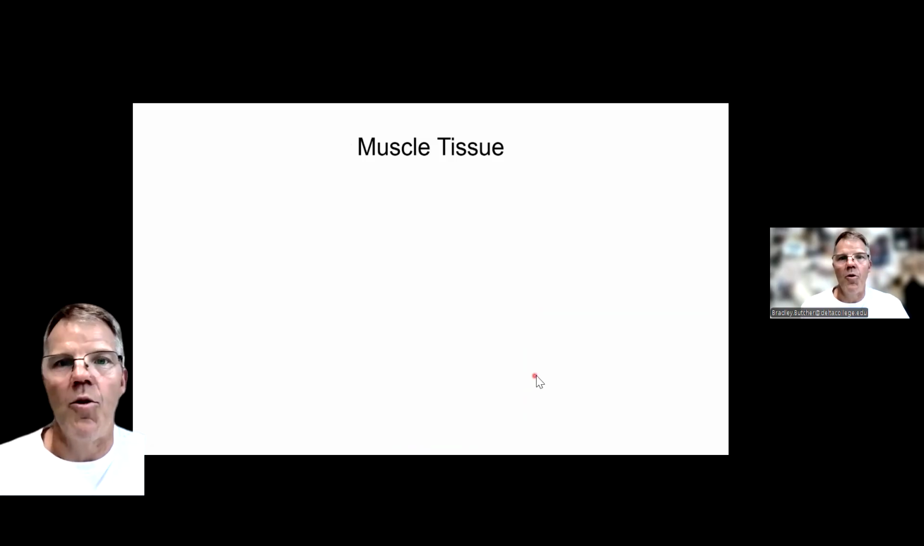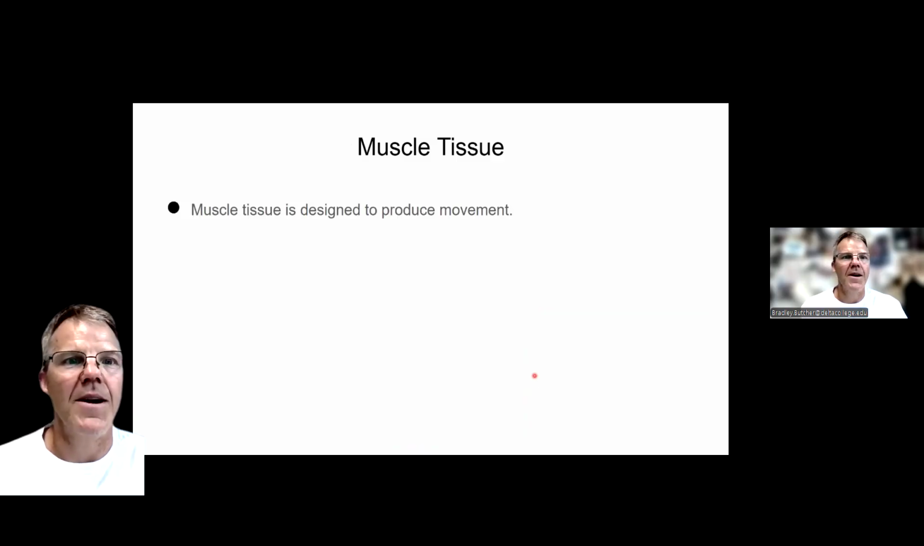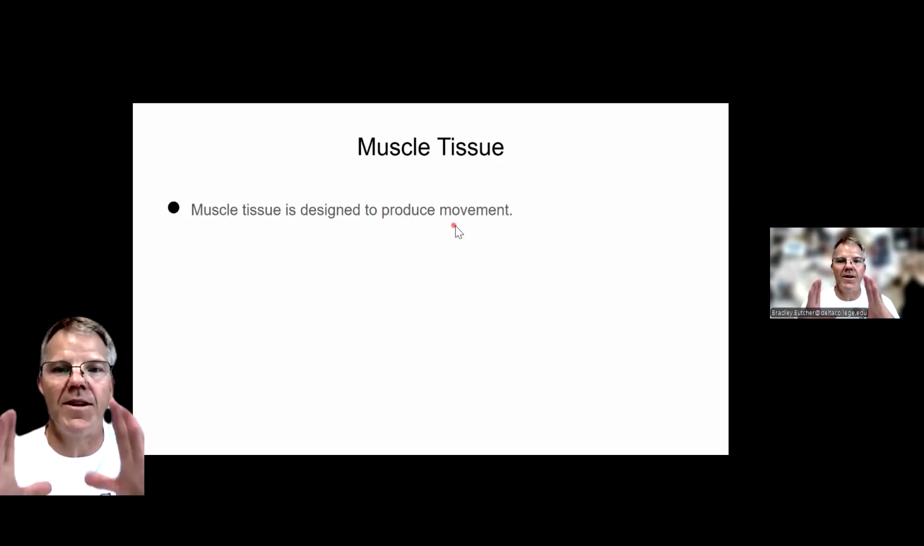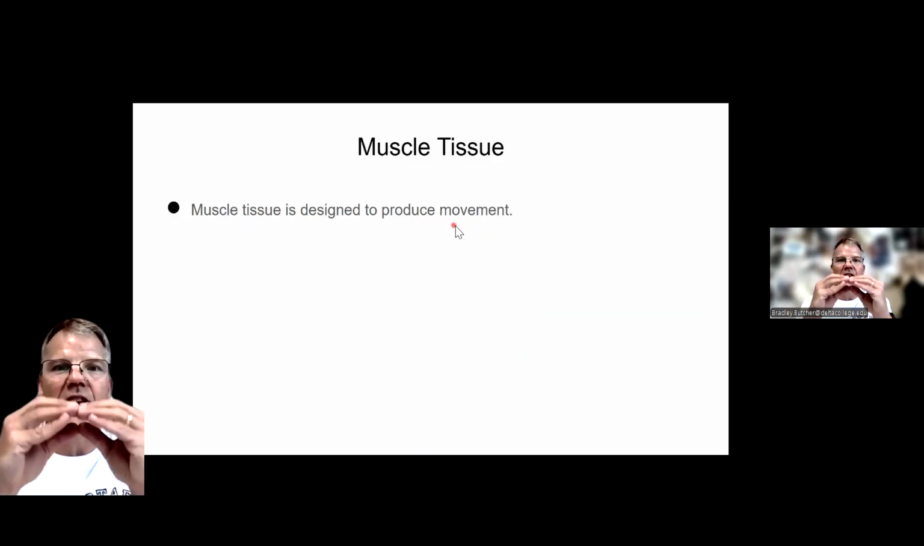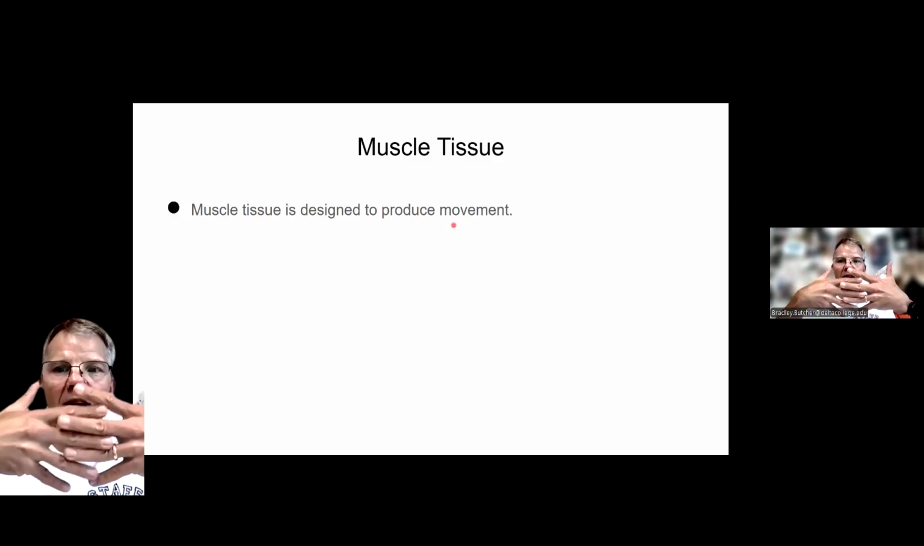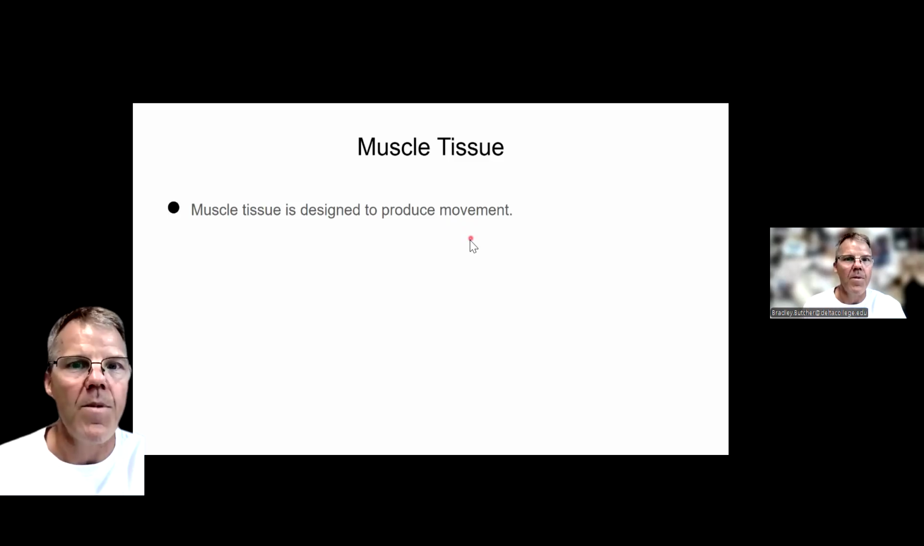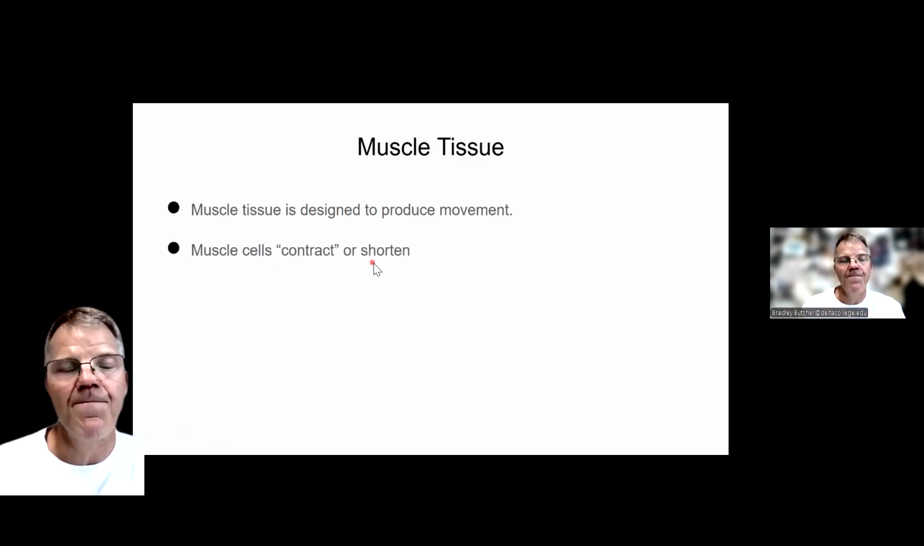Let's move into muscle tissue or muscular tissue. We can use those terms interchangeably. Muscle tissue is tissue that is designed to produce movement. And muscle tissue is special, unique from other cells, because it has the ability as a cell to contract itself, to make itself smaller. So muscle cells can contract and shorten.